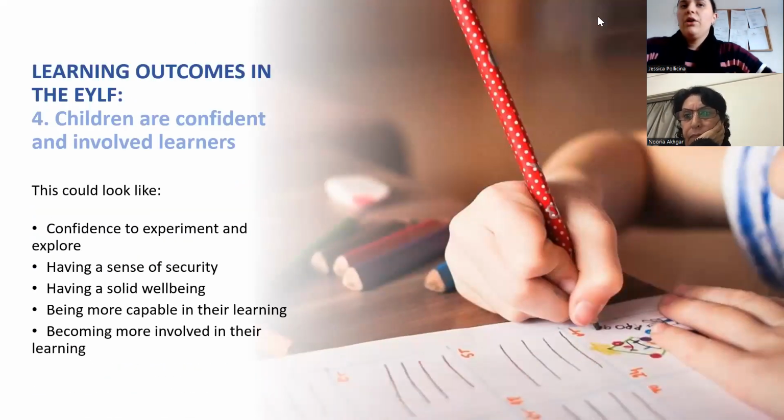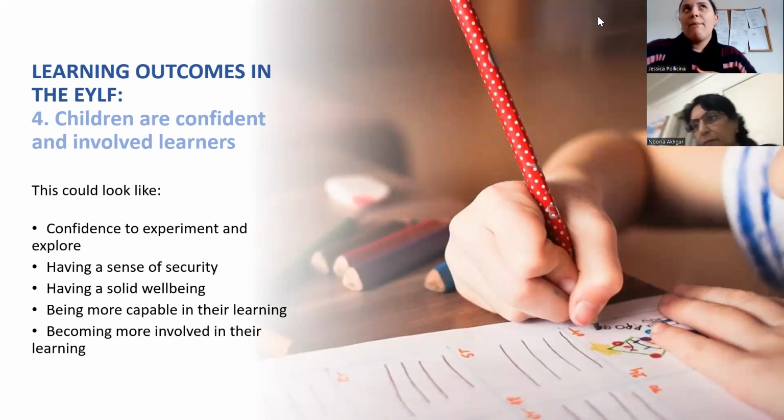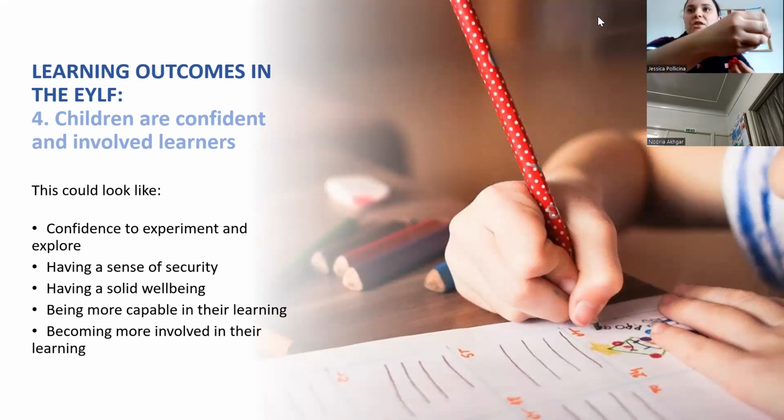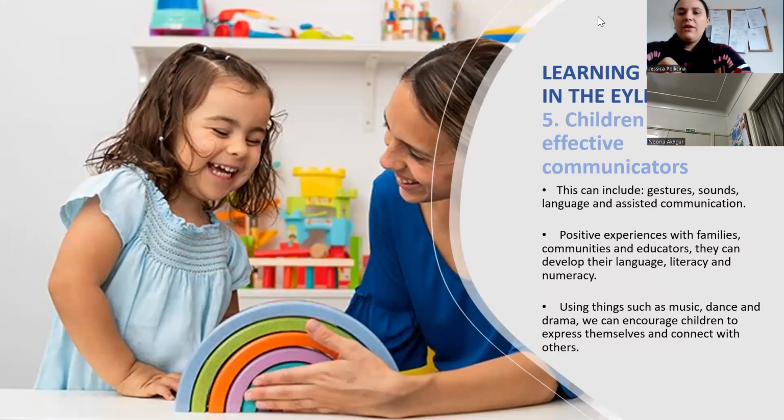Then you've got learning outcome 4, children are confident and involved learners. So this could look like in your service, the confidence to experiment and explore different avenues, different activities, different learning styles, having a sense of security, having a solid well-being, being more capable in their learning, and becoming more involved in their learning. That could be them asking more questions. It might look like you challenging them in an experience. Maybe they've achieved something and you want to challenge that learning further.